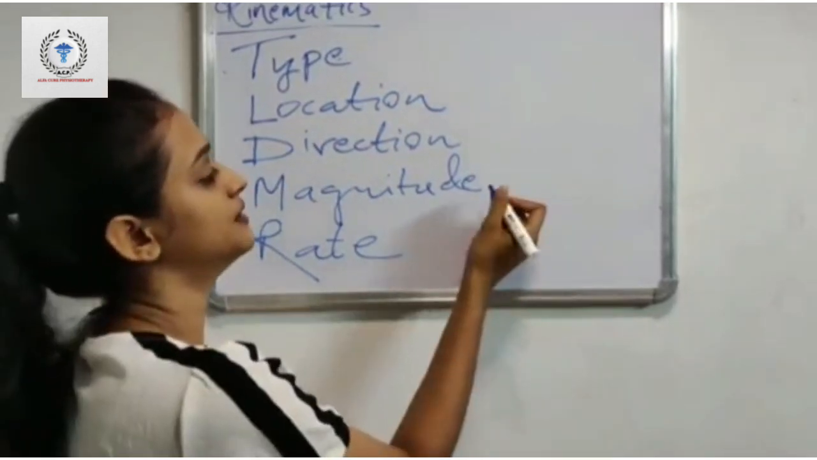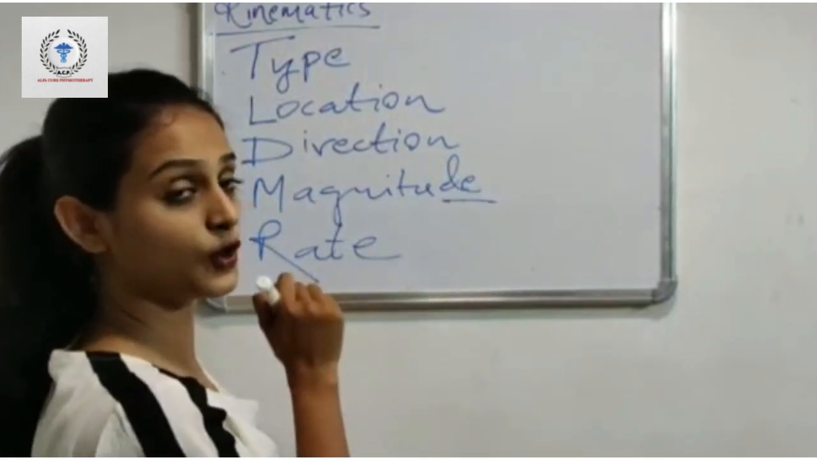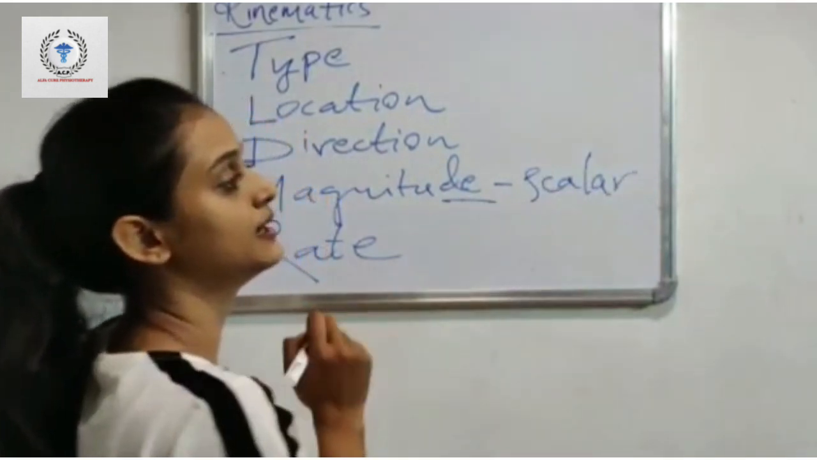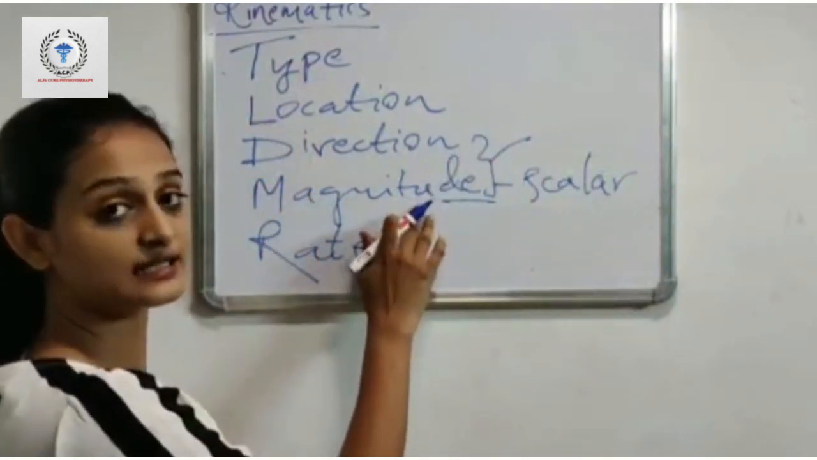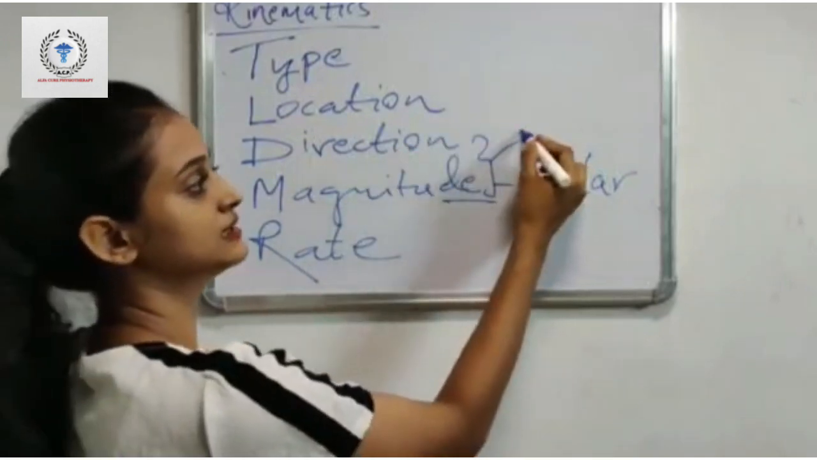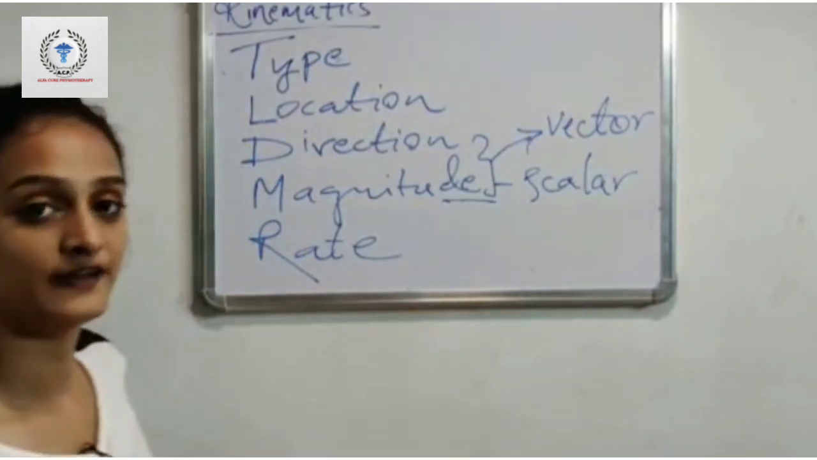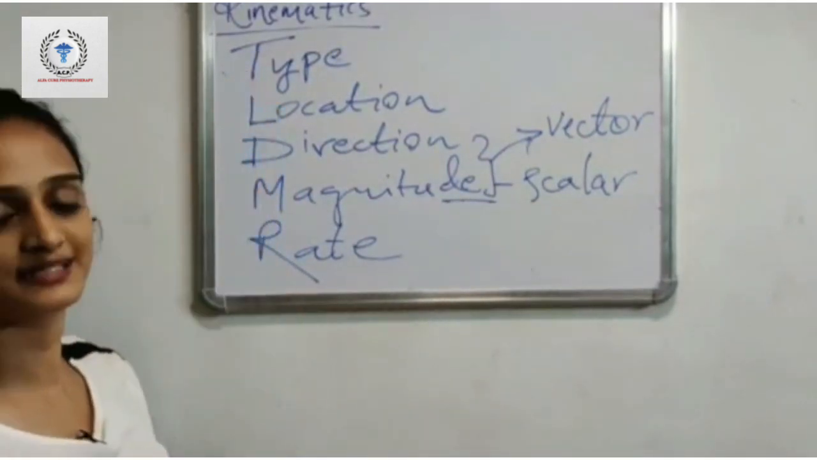Whenever a particular quantity has only magnitude, that is a measurable quantity, it is called a scalar. And when it has both, that is, it can be measured and also has direction, it is called a vector. Okay, so now let's study one by one in detail.